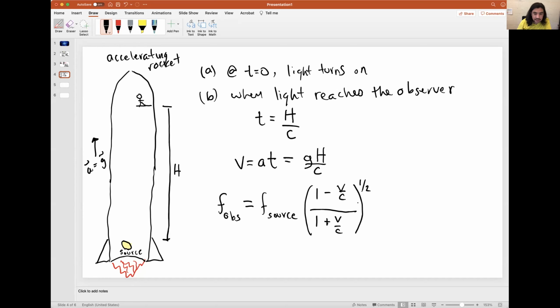So basically, you can do some algebra. This is the same as f source right here, the square root of 1 minus b over c, no, sorry, let me rewrite this, divided by the square root of 1 plus b over c. We can continue doing some algebra. Things cancel out.